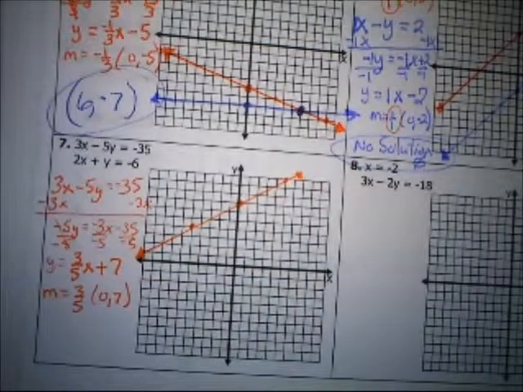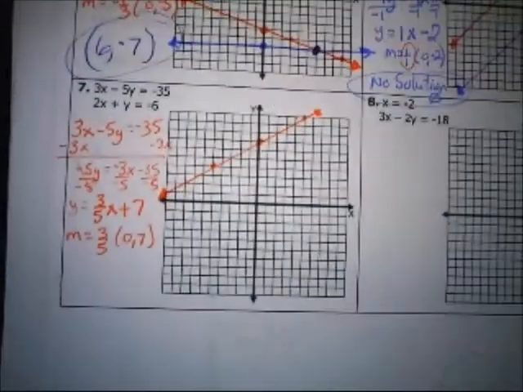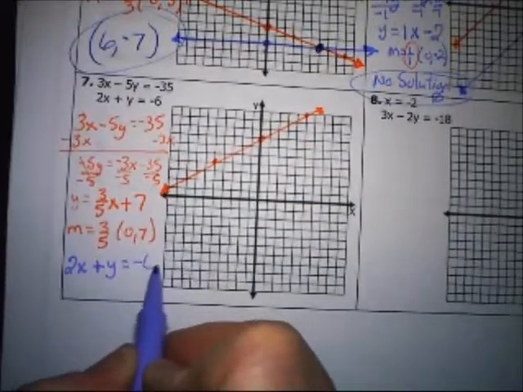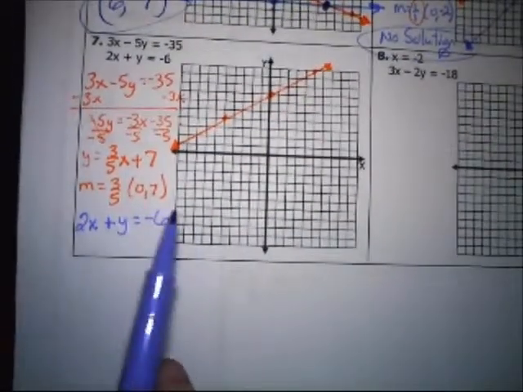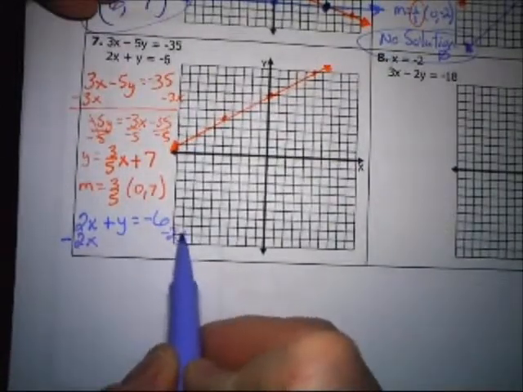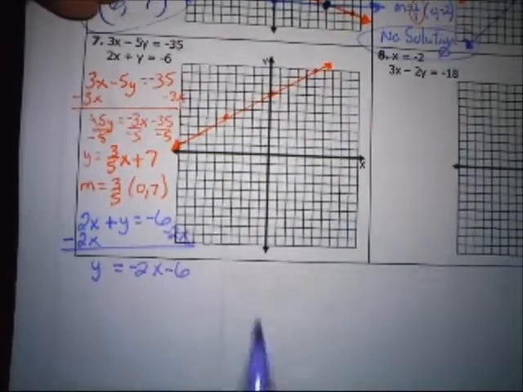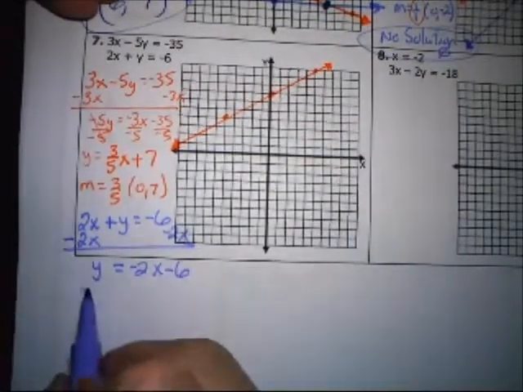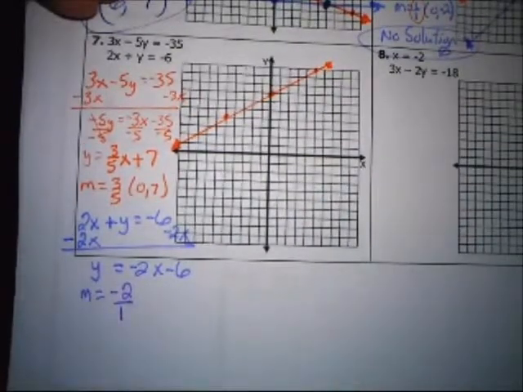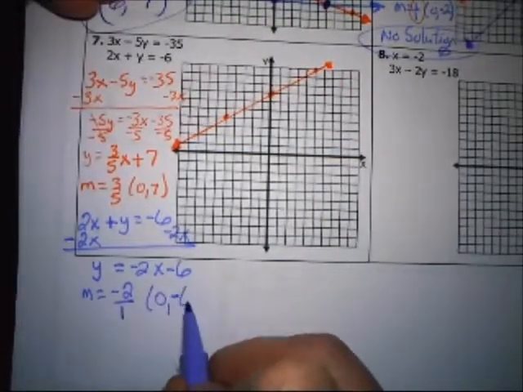Okay. My second equation is not written in the correct form either, but it is less steps than that first one, because the only thing I have to do is move the 2 to the other side of my equation, becoming a negative 2, which will give me y equals negative 2x minus 6. So my slope is with my x, so my slope is negative 2 over 1, and my y-intercept is 0, negative 6.